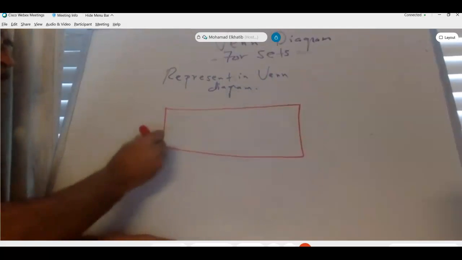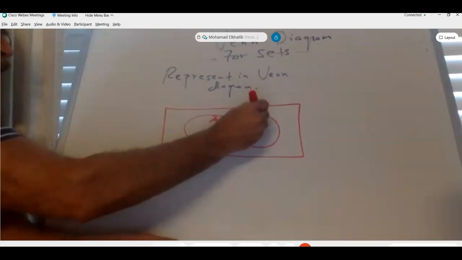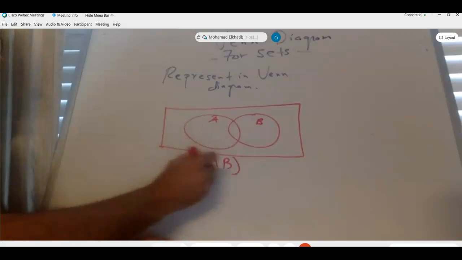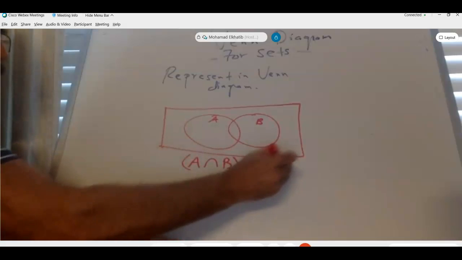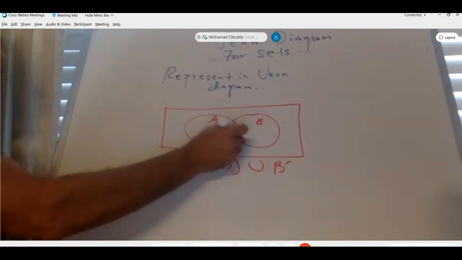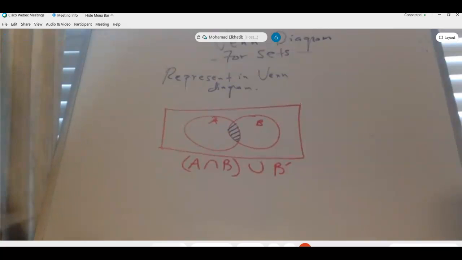Here's another one. Set A, set B. So I need A intersection B, union B prime. So the question is, can you show me the shaded part for this particular set? First thing I gotta do, I gotta use the parentheses. Where is A intersection B? Do you agree this is it right here? Does everybody agree with that? Yes. Okay.